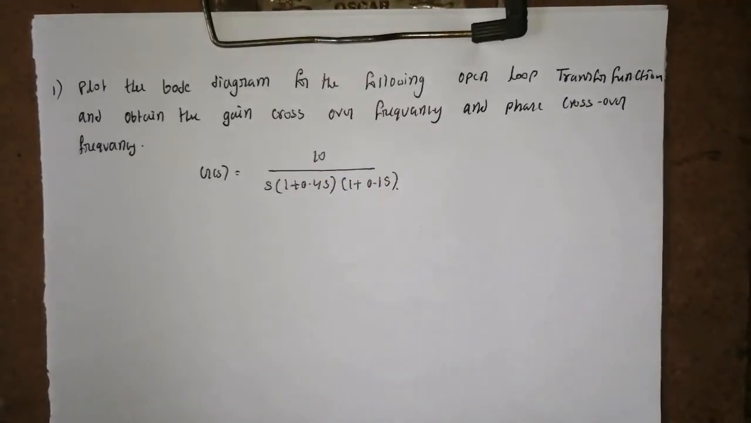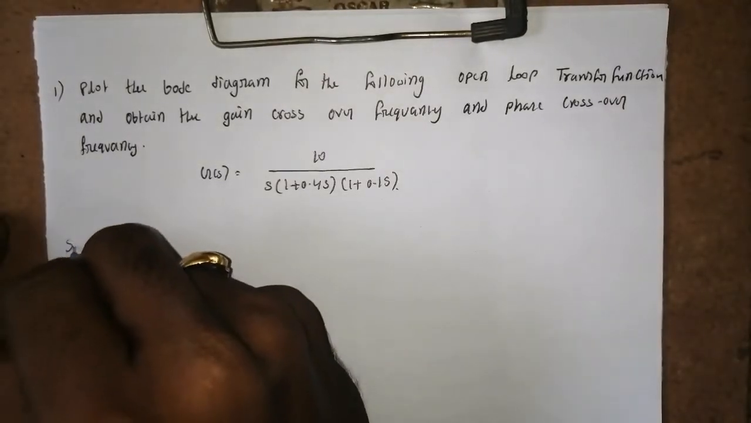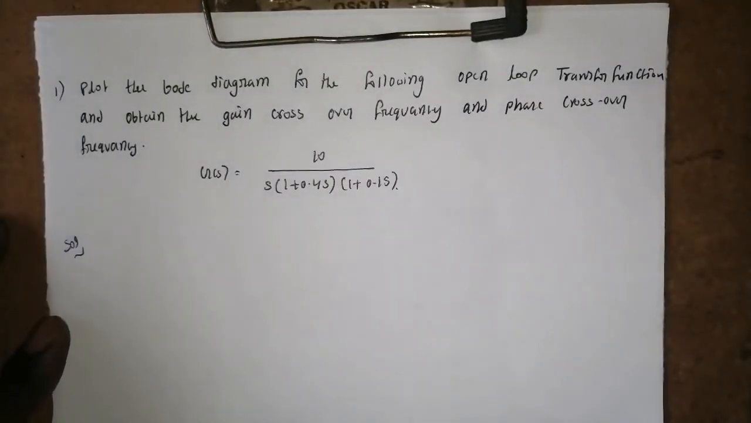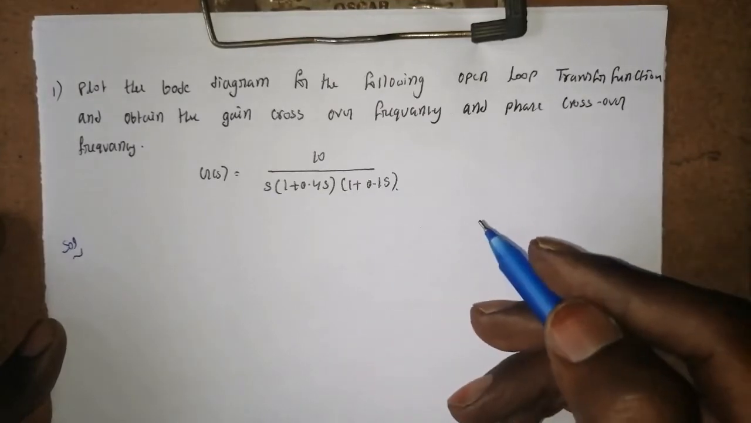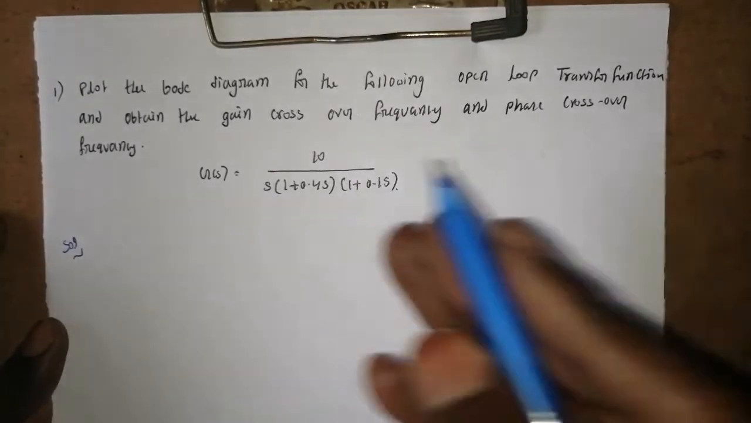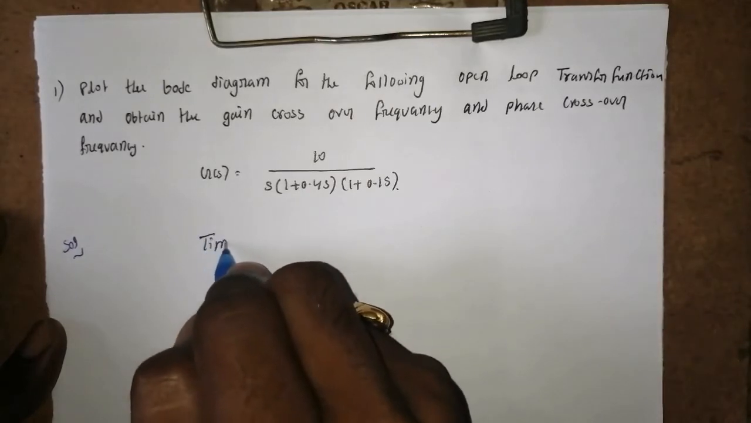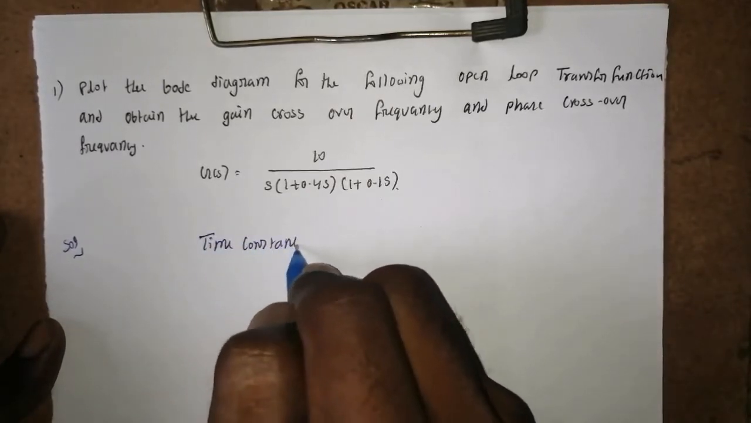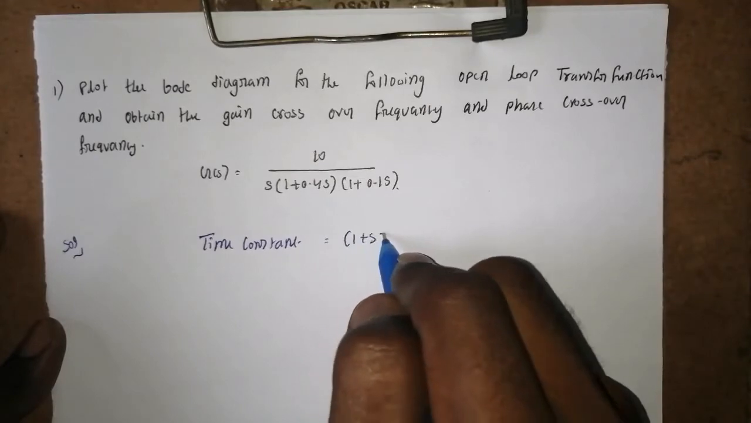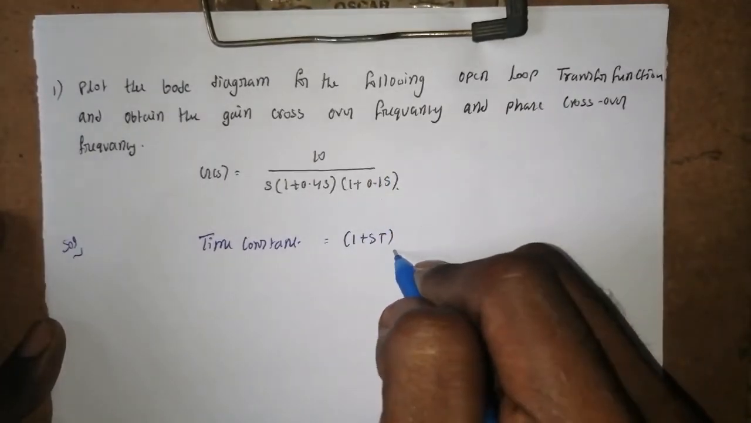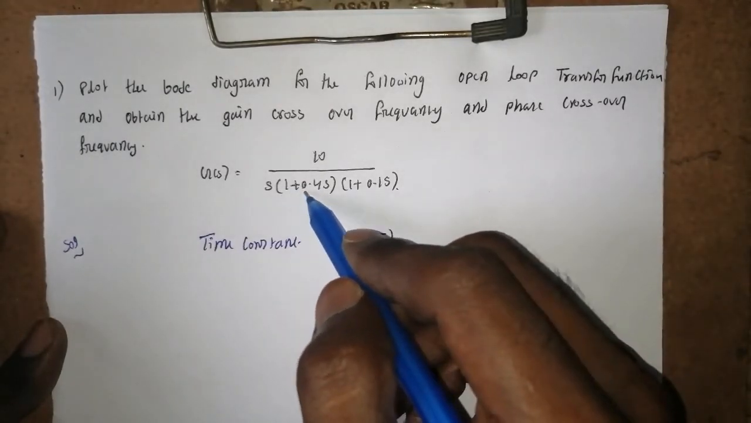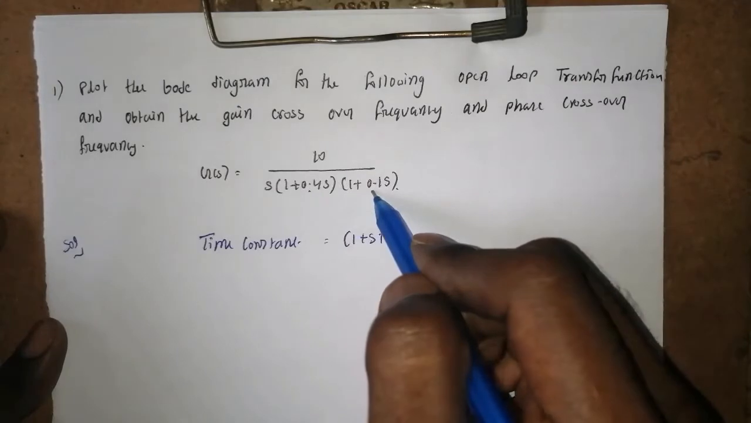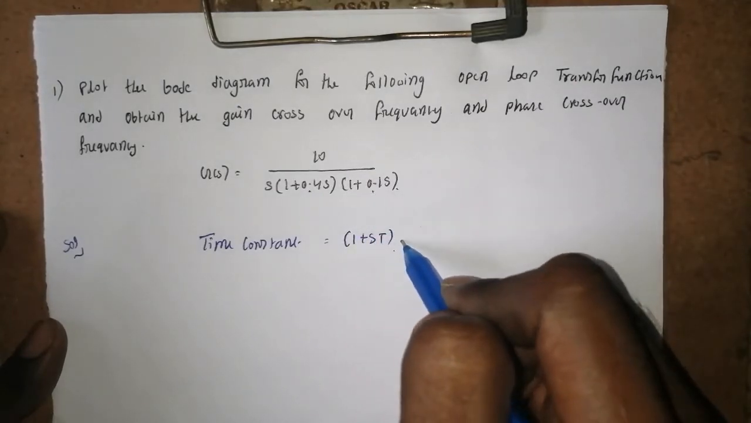So let me see how to draw it and what steps we have to follow to draw the Bode plot. The first thing is we have to convert the transfer function into time constant form. Time constant form is nothing but 1 plus st. So we have to make all terms in the form 1 plus st, but here it is already in the form of 1 plus st. So here the time constants are 0.4 and 0.1. This is the first step.